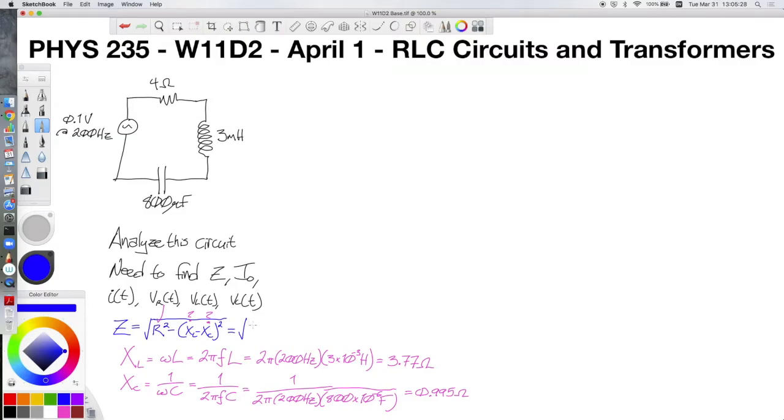So now we can plug in to our formula for impedance and see what we get. We have 4 ohms as the resistance, and then the difference between these two reactances, 3.77 ohms minus 0.995 ohms, all in parentheses, that squared, all under the square root. And once we plug this into our calculators, we get a value of 4.87 ohms for our impedance, which is a great first step in this problem.